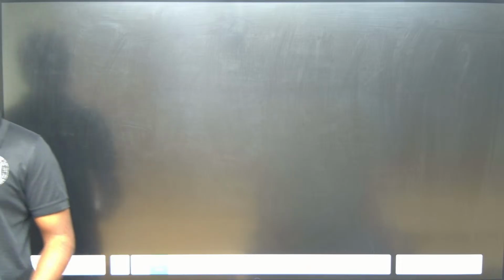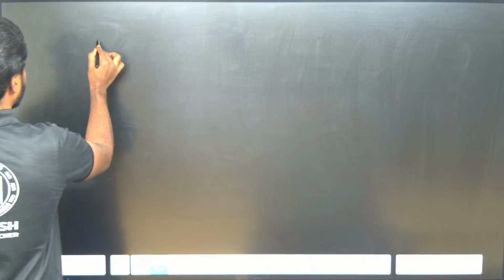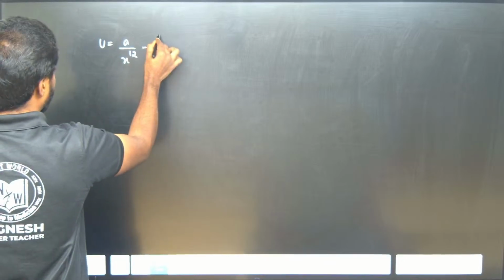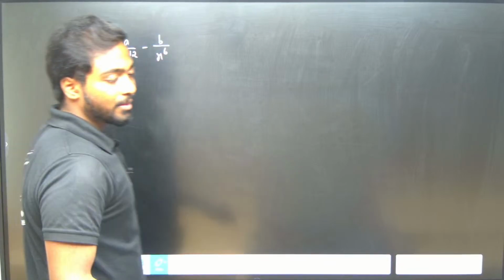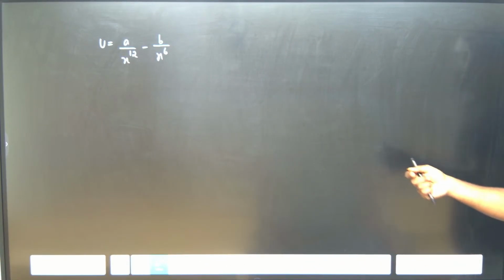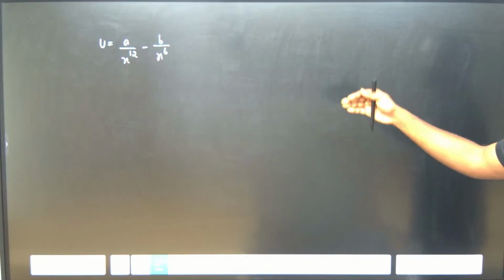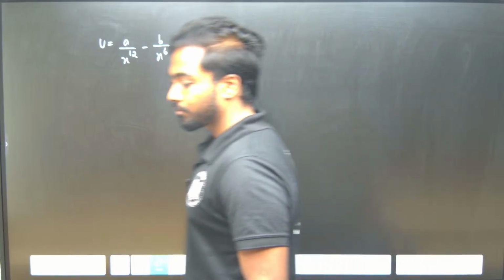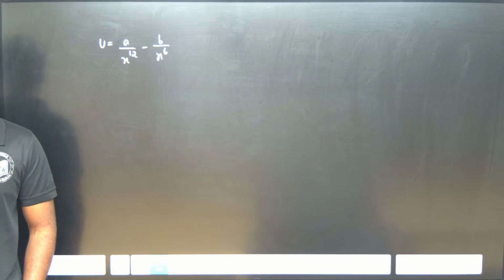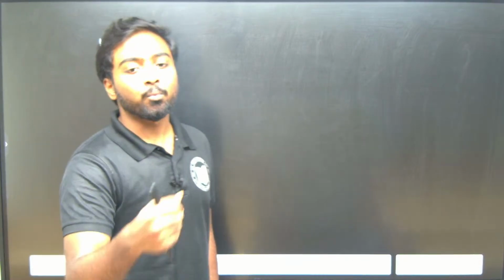Potential energy of a molecule is given by U equals A by x power 12 minus B by x power 6. Okay, this is the potential energy of a molecule. Where A and B are positive constants and x is the distance between the atoms, the system is in stable equilibrium, they have given. The system is in stable equilibrium, but at what point?